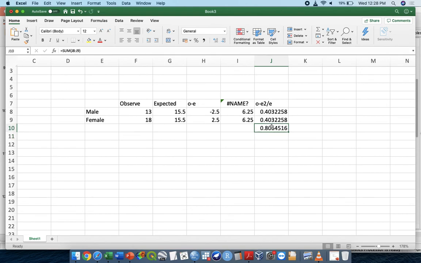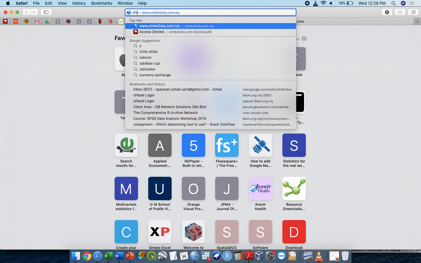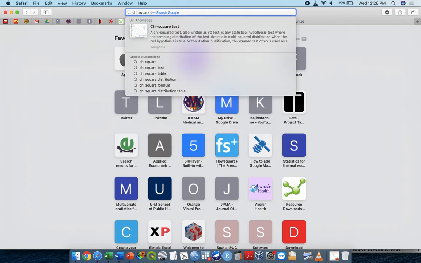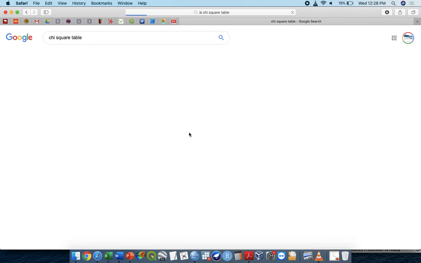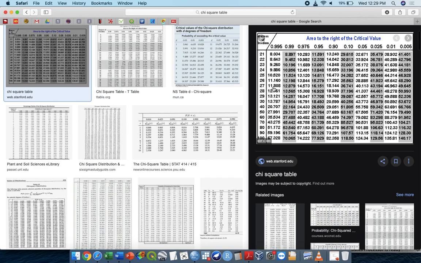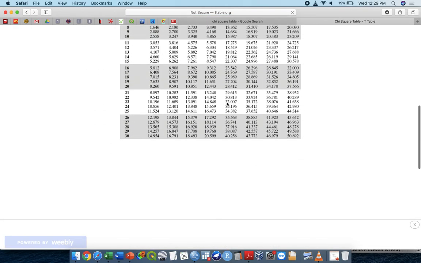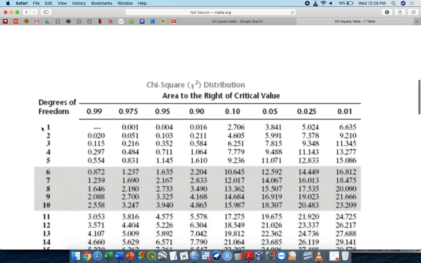So where is my table? Oh, my table is already being transported over there. Never mind, because I have the internet here. I can type chi-square table. When you go to the chi-square table, for example this one, if you can see here, the degree of freedom for this particular table will be 1, and then the alpha value will be 0.05, which is 3.841.